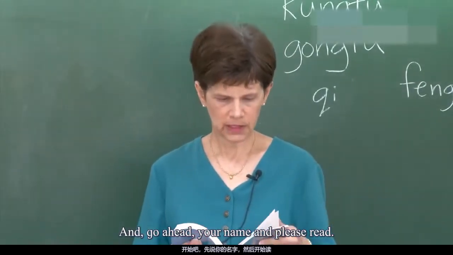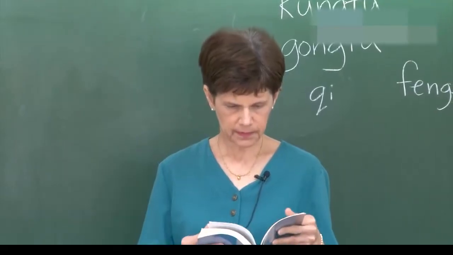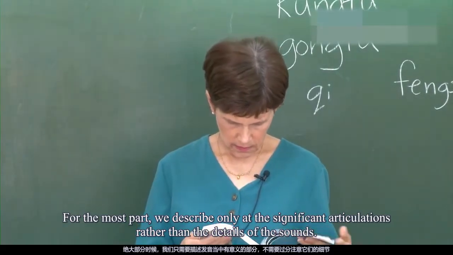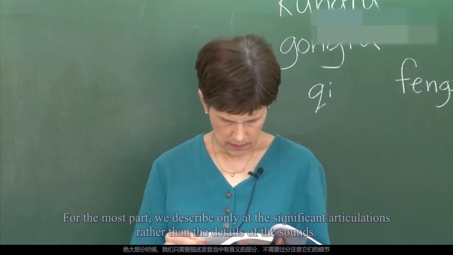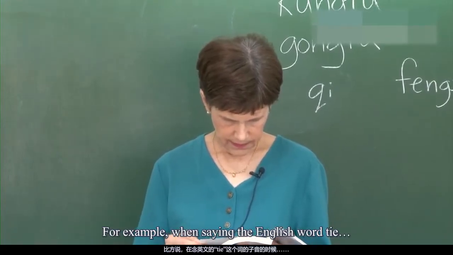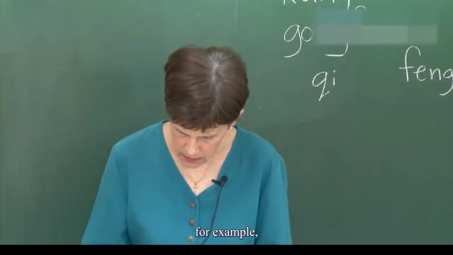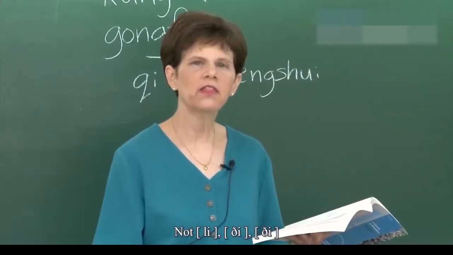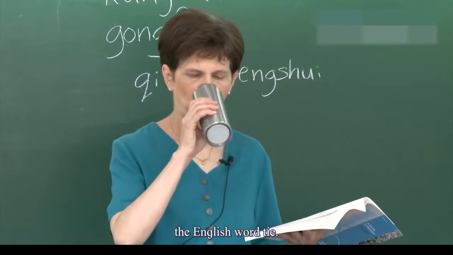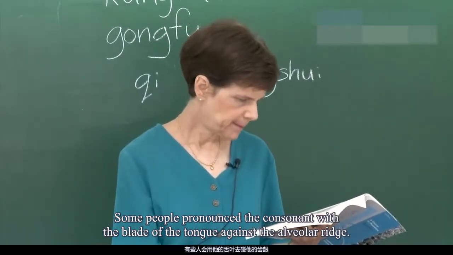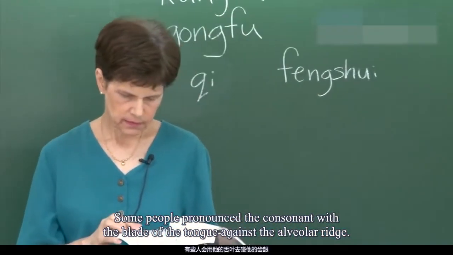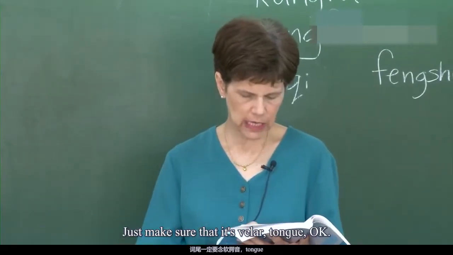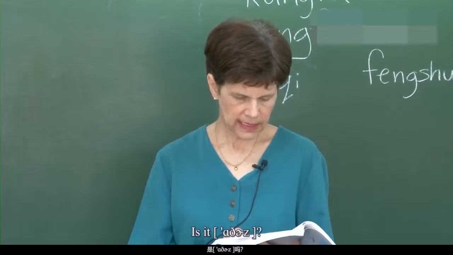And go ahead. Your name, and please read. Vivian. Okay. For the most part, we describe only the significant articulations rather than the details of the sounds. For example, when saying the English word Thai, say it again. For example. That's good. When saying the English word Thai, the English word Thai, some people pronounce the consonant with the blade of the tongue against the alveolar ridge. Did you say tongue? Tongue. Just make sure that it's velar tongue. Okay? Others with the tip. Is it others?